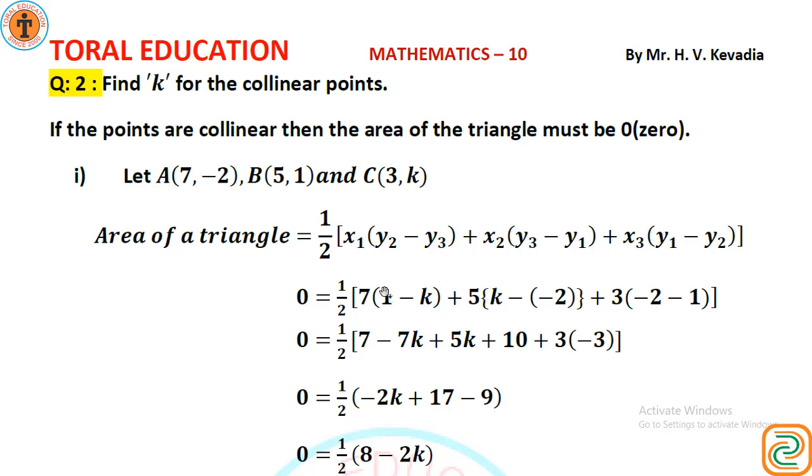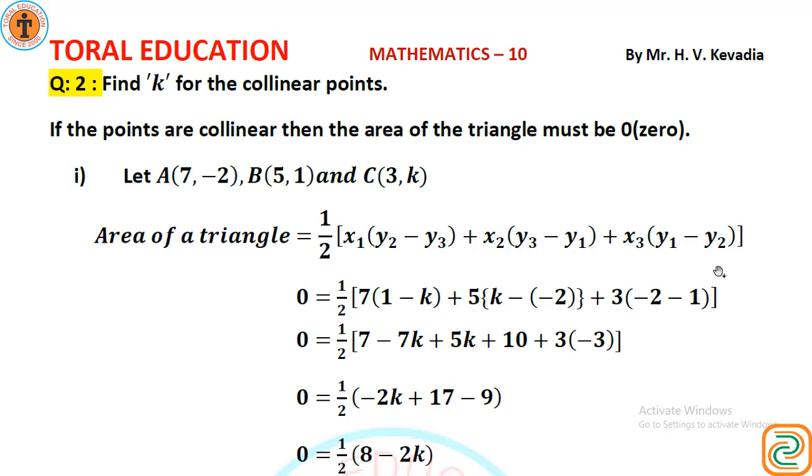Question number 2. In each of the following find the value of k for which the points are collinear. Points are collinear, friends. If the points are collinear, then the area of the triangle must be 0, because collinear points never form a triangle. They are in the straight line, so this is not a triangle, therefore the area of triangle is 0.